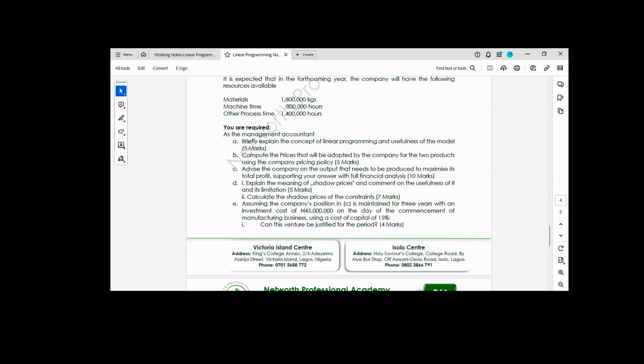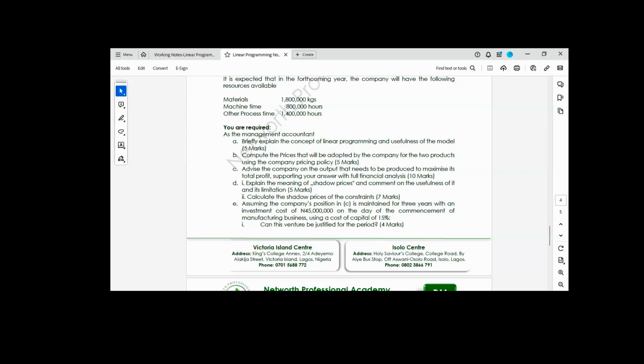The next area we need to talk about is contribution margin. Let's talk about contribution margin. Contribution margin represents the difference between total sales and total variable cost. It is also the difference between selling price and variable cost per unit. Contribution margin also represents the sum of profits and fixed costs. Okay, so that is contribution margin.